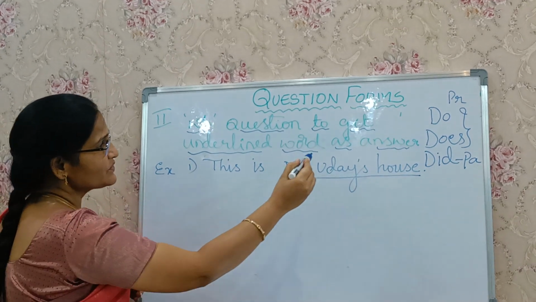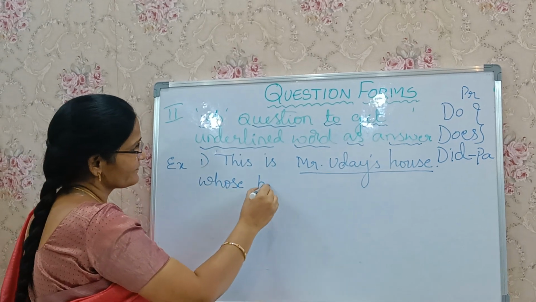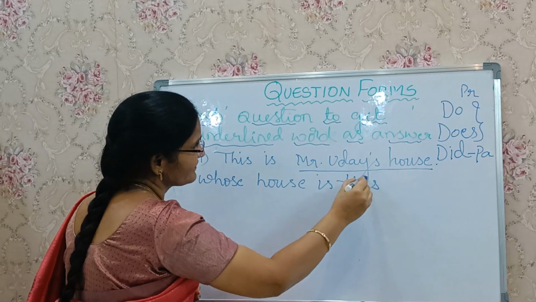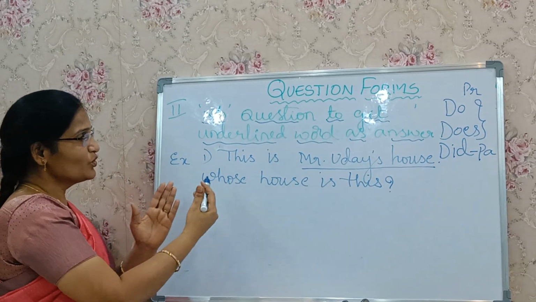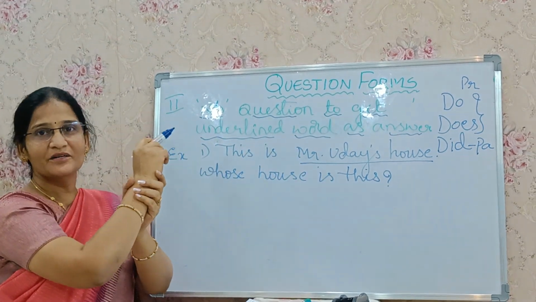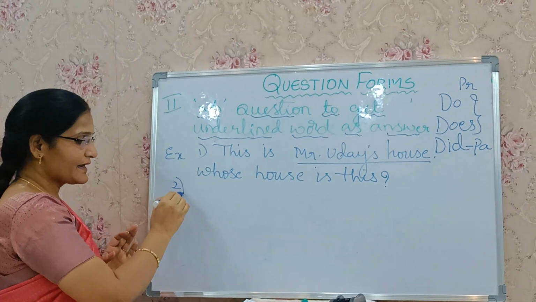So this is Mr. Udai's house. Whose house is this? A question mark. So whose house is this? Immediately the answer you will get as Mr. Udai's house. One more example I write here.